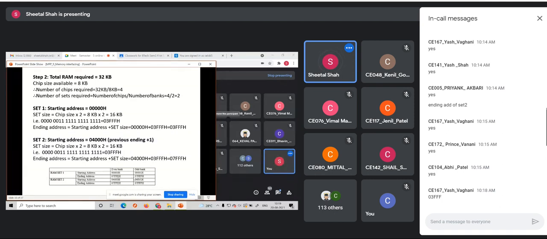Okay. Now the next set should be 1 greater than this. So this would be 04000 as my starting address. And to this starting address, if I sum 03FFF, that would be my last address, that gives me 07FFF. This would be my last address of this RAM IC or RAM set 2. Okay. Hope this is clear, everyone.